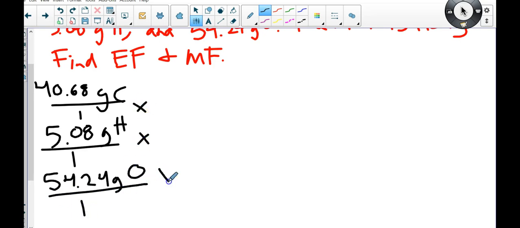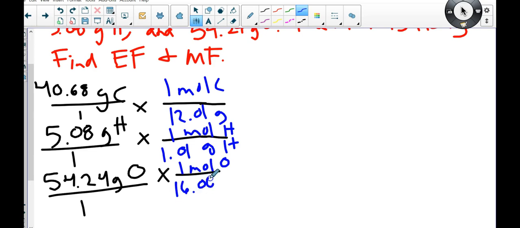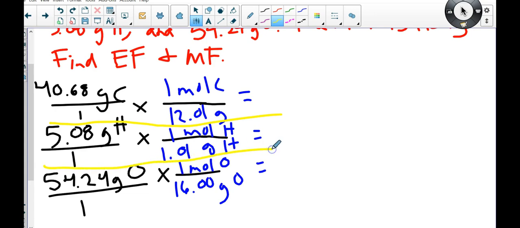Now, can we convert all these to moles? So go ahead and do that. I promise I'm going to change the problem again. So 1 mole carbon, 12.01 grams. 1 mole of hydrogen, 1.01 grams. 1 mole of oxygen is 16.00 grams. Equals. Kind of got meshed together there. I'm going to draw a line.